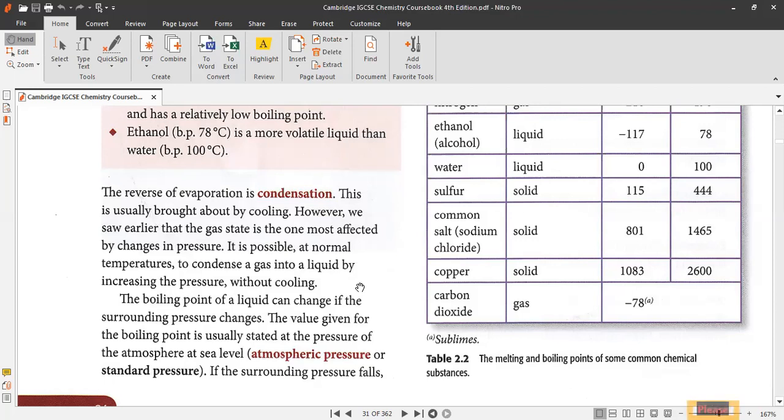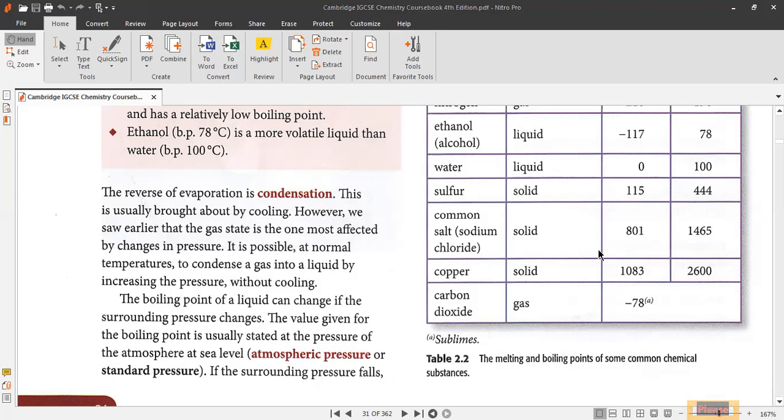So the boiling point of a liquid can change if the surrounding pressure changes. The value given for boiling point is usually stated at atmospheric pressure or sea level pressure or standard pressure. For this, we need to go with a certain understanding of points.